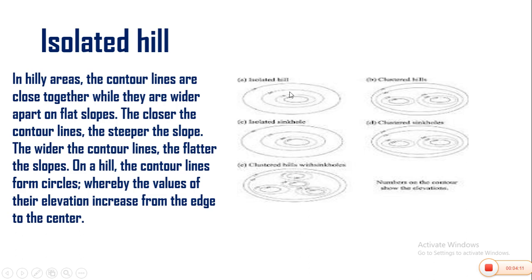Now, for the isolated hill, if you look at this feature, it's only one hill here. When you look at this one, this is a clustered hill. You have two features, two highlands. This is a hill, this is another hill. But for this one, it is just alone. It is standing alone. That is why it's called an isolated hill.